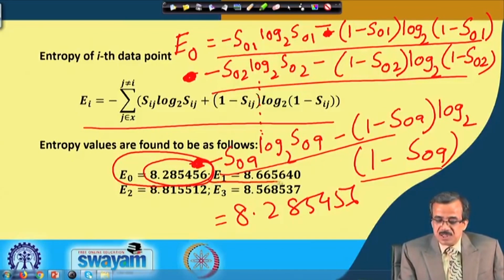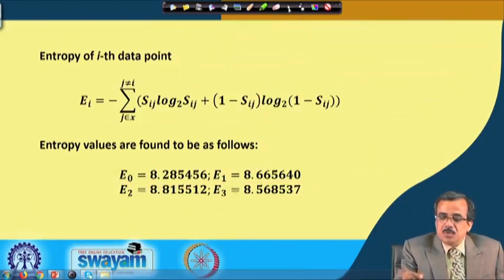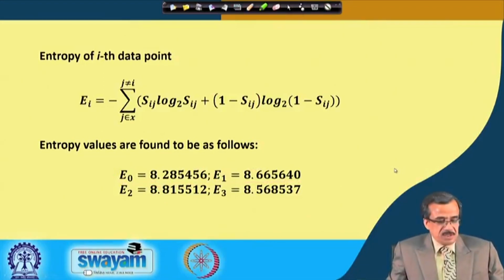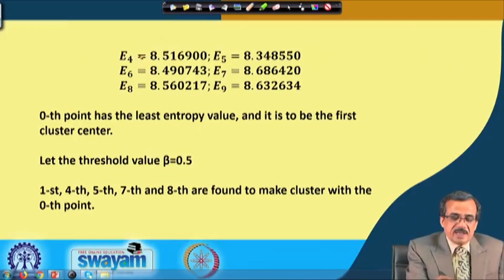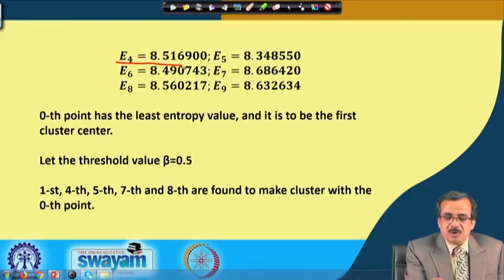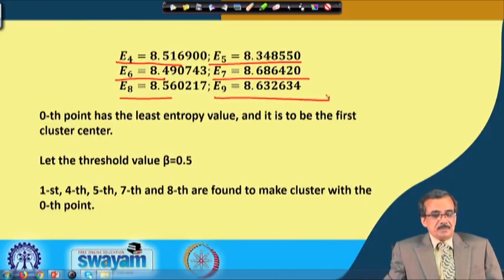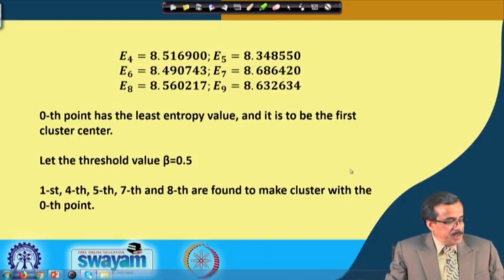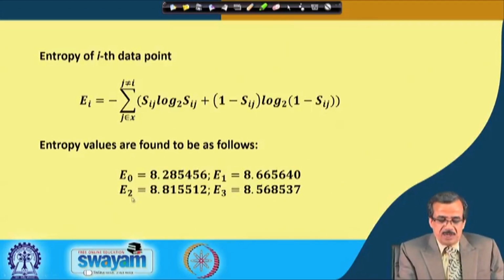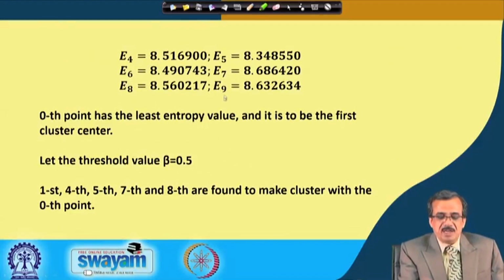Now, following this method, I will be getting this particular E naught, and similarly actually we can also find out what is E 1, what is E 2, and then comes your E 3. So, using this actually I can find out what should be the entropy values for the different data points. Now, as I told, following the same procedure, I can find out E 4, then E 5, E 6, E 7, E 8 and E 9.